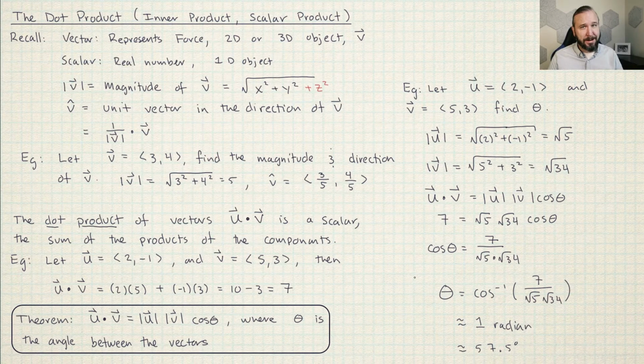And at no time did I ever do anything geometric. I never got out a protractor. I never drew any pictures. All I did was use the magic of this dot product formula. It's kind of fantastic, and it really makes me wonder, where does this come from? Where are they getting this sum of the products formula, and how does it somehow produce some kind of cosine?